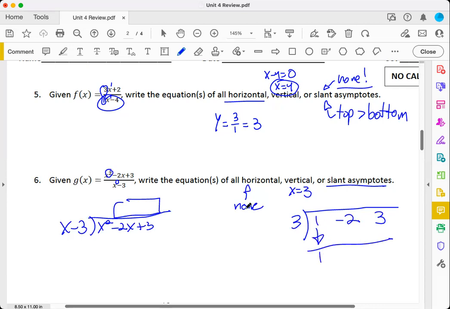So 1, the leading coefficient for x squared, drops like it's hot. -2 is there, and then 3. So I hope you understand where these are coming from. Again, I got this 3 because that's the root of x minus 3. So 3 times 1, that's 3. -2 plus 3 is 1. 3 times 1 is 3.